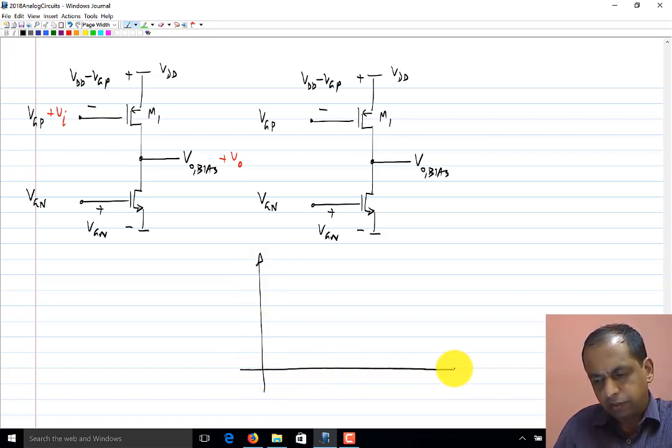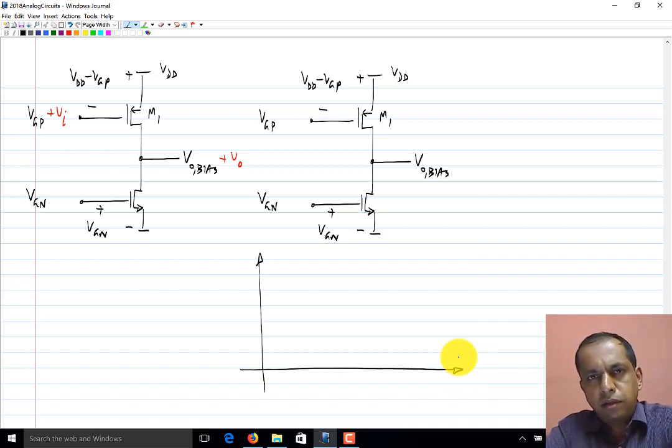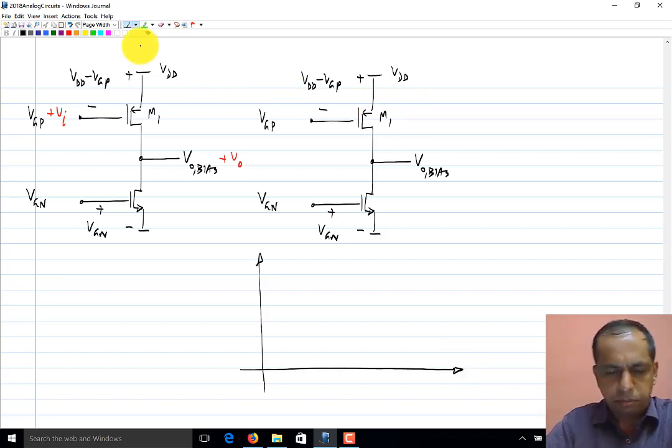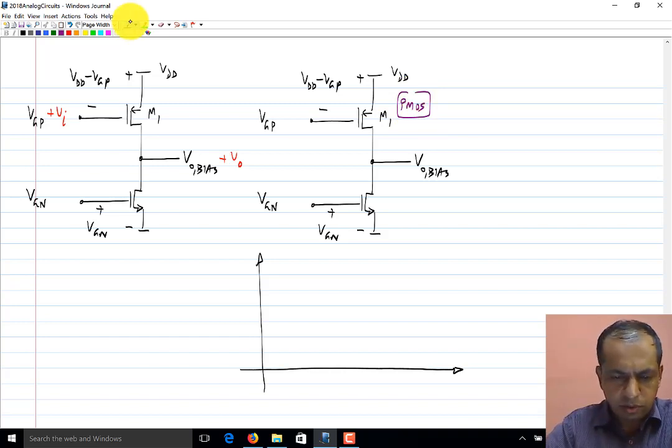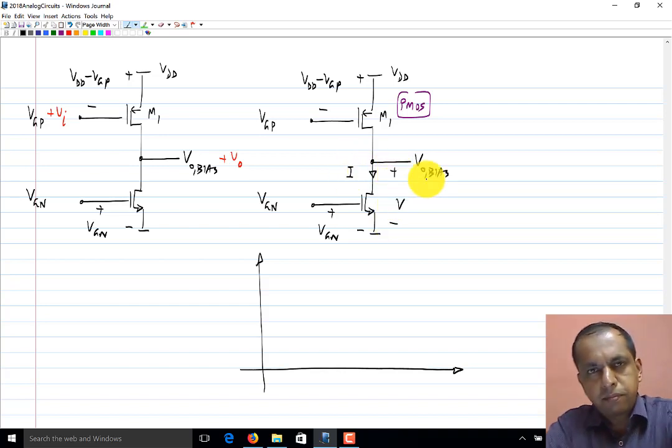One of the ways of solving for voltages and currents in a nonlinear circuit that has only two constraints is to do it graphically. It also gives a good visualization of what happens. So first we draw the characteristic of M1, the PMOS. Let me draw it in a different color. Okay. Now the axis I choose are basically this current I and this voltage V.